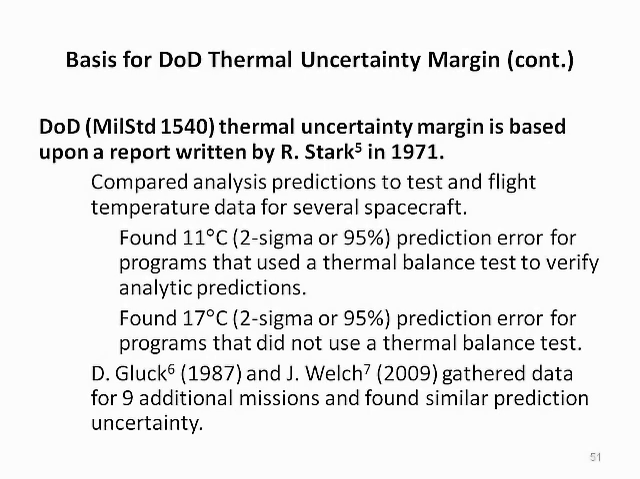The 11 degrees C analysis uncertainty margin has its origins in a study conducted by Richard Stark in 1971. The study compared analysis predictions to test and flight temperature data for several spacecraft and found a 2 sigma or 95% prediction error of 11 degrees C for programs that use the thermal balance test to verify analytic predictions. The study also found a 17 degrees C prediction error for programs that did not use the thermal balance test. Donald Gluck in the late 1970s and John Welsh in 2009 gathered data for 9 additional missions and found similar prediction uncertainty.